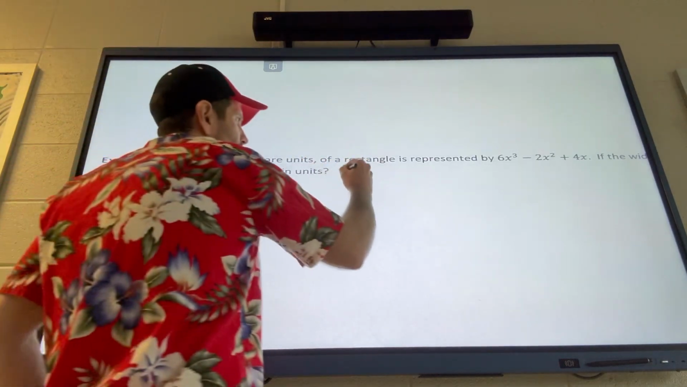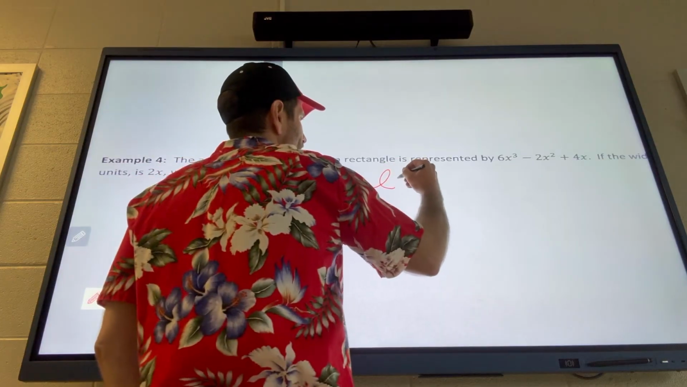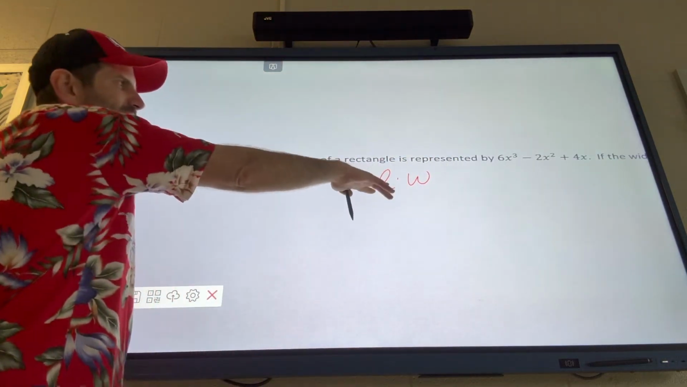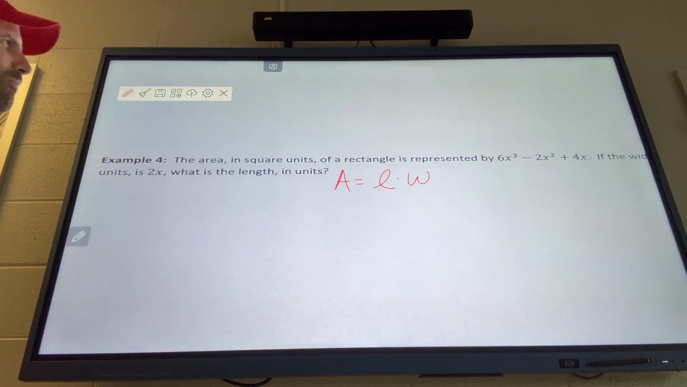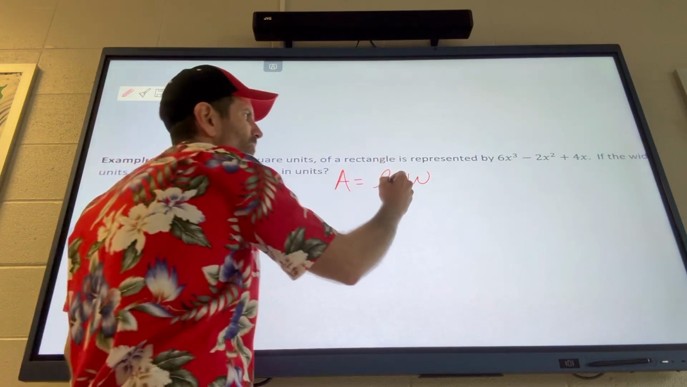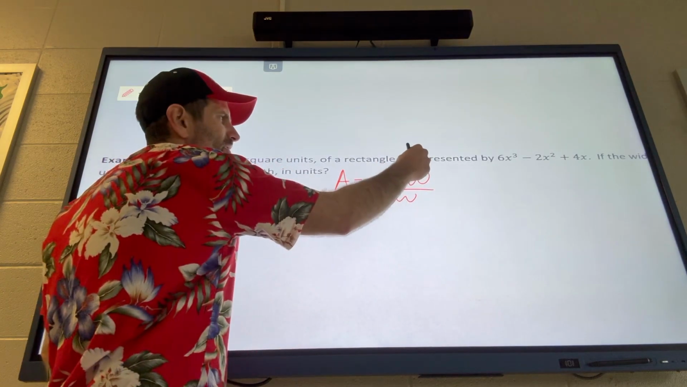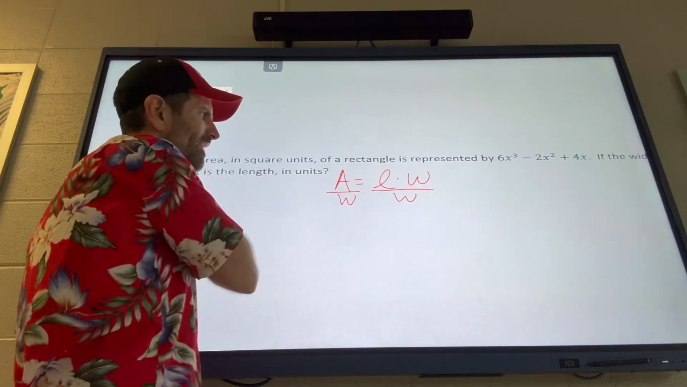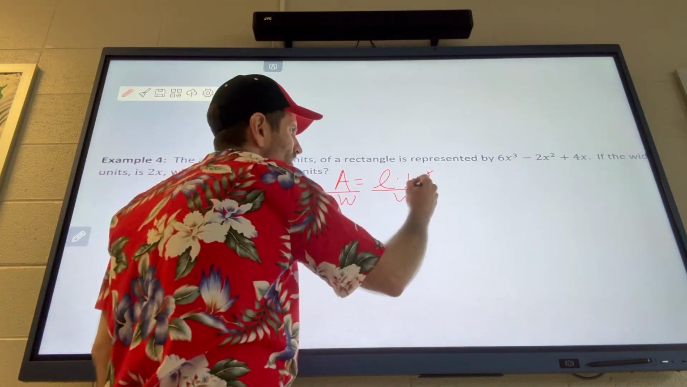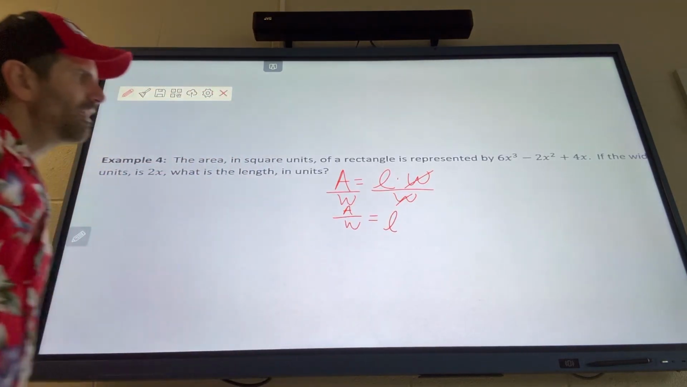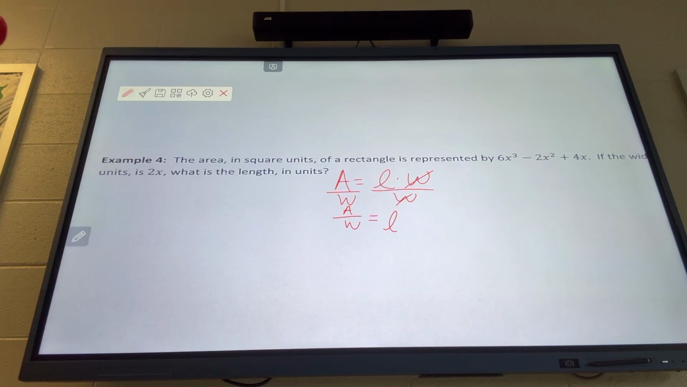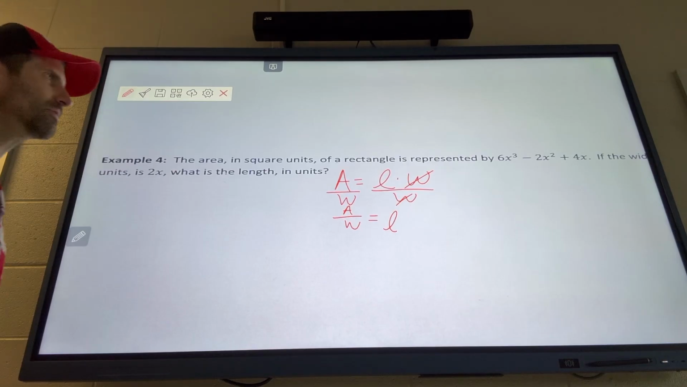Well, recall that the area formula is length times width. I think this is going to help us to determine our course of action. If we want to find the length, we would need to get rid of this w by dividing it. So that instructs us as to what we're going to do here. We're going to take the area and divide it by the width. And we're in luck because our width is a monomial and we've actually learned how to do that.